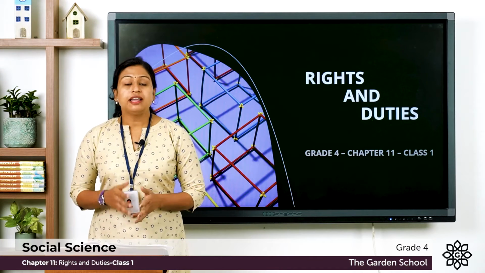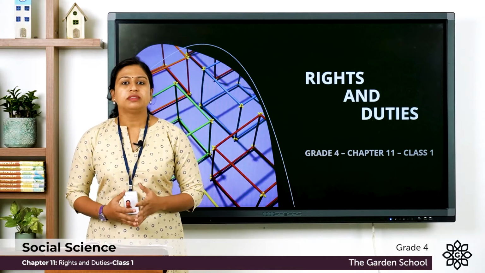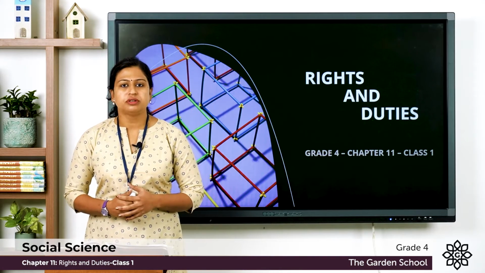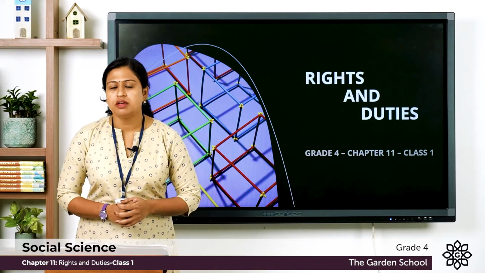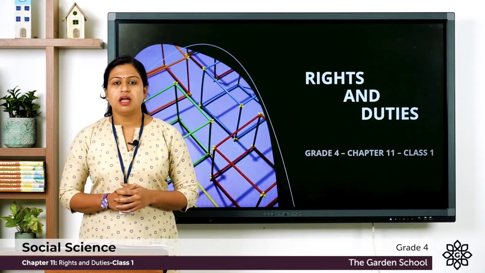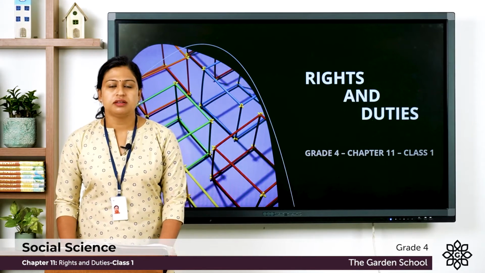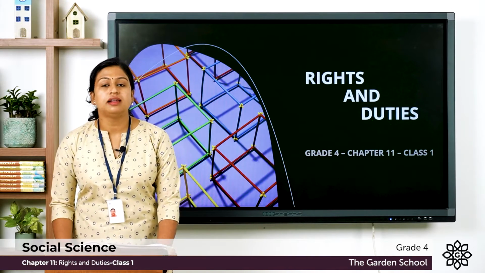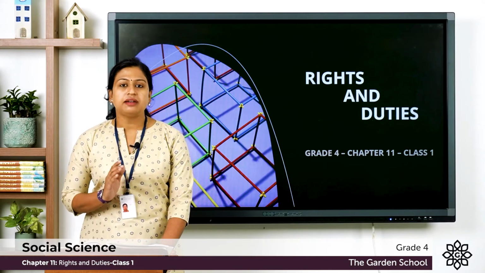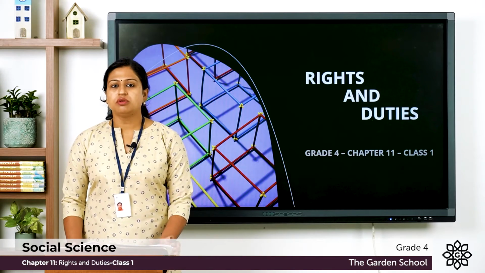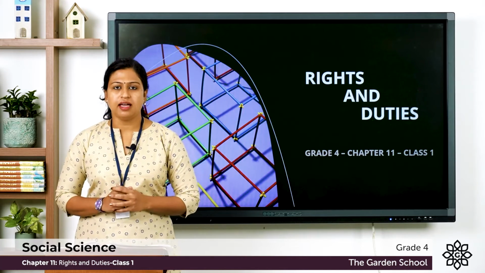So kids, at home you expect your parents to provide you with good house, proper food, to look after you, proper dress and to pay your school fee. So these are your rights. But along with these rights, you have certain duties. So some of the main duties are like you have to respect your elders and you have to pay attention to your studies. So both these rights and duties walk hand in hand.